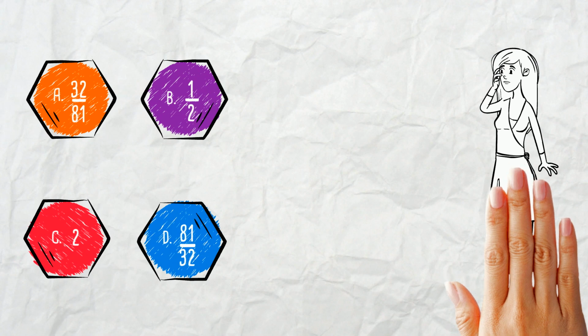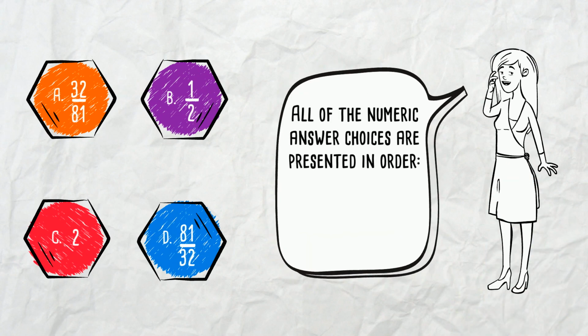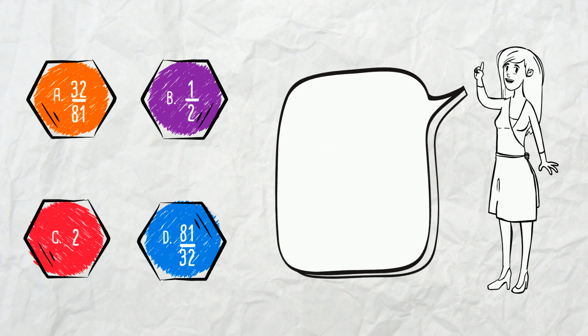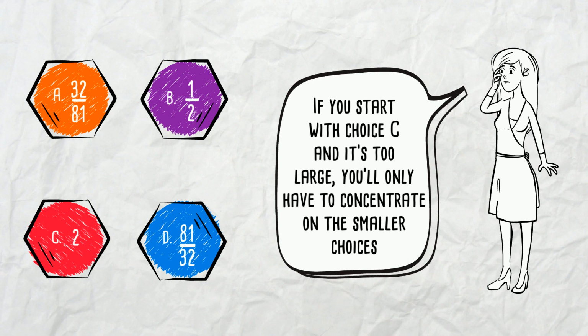But where to begin? All of the numeric answer choices are presented in order, either smallest to largest or vice versa. As a result, it's always best to begin with the middle option, either choice B or C. This way, if you start with choice C and it's too large, you'll only have to concentrate on the smaller choices.